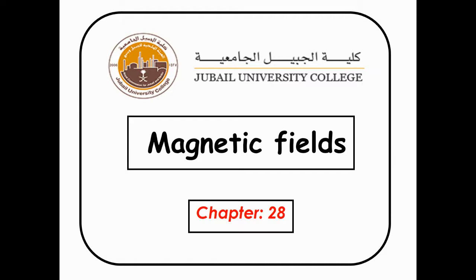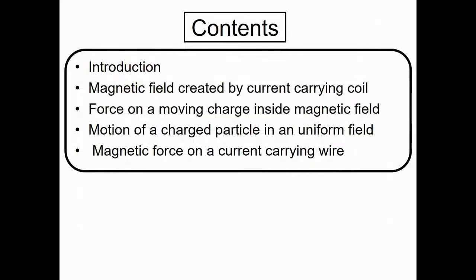The chapter title is magnetic field, and we are going to discuss only a few topics. We are going to get a small introduction, and then we are going to study the magnetic field created by a current carrying coil. If you have a coil and that coil carries current, what should be the magnetic field? Then we are going to study the magnetic force equation, just like we have the electric force equation. Likewise, we have the same type of equation in the magnetic field, that is nothing but the magnetic force.